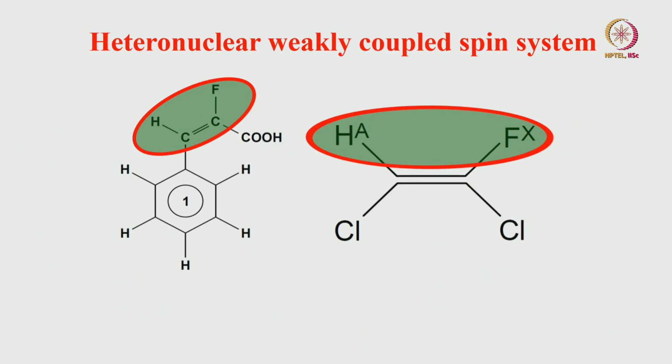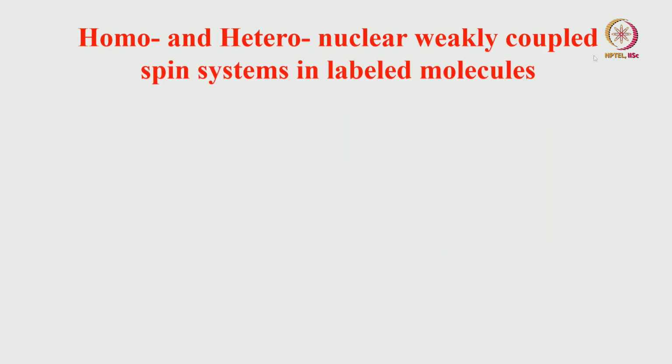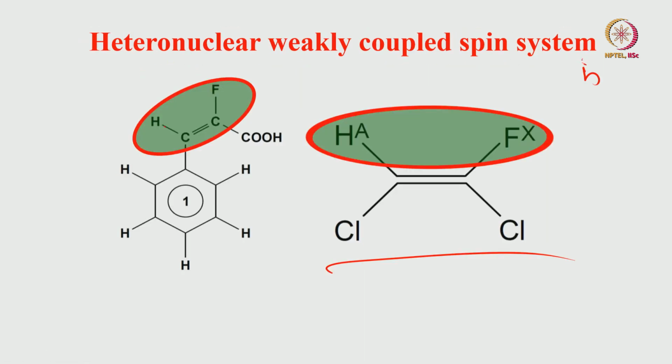Take an example of a molecule like this. This is heteronuclear coupling, fluorine and proton in these two systems. The question is, are they weakly coupled? Are they strongly coupled? Remember, you are looking at heteronuclei, fluorine and proton. If I take a 500 megahertz spectrometer, proton comes at 500 megahertz. Where does fluorine come? Fluorine will resonate at, let us say, 470 megahertz. What is the difference between them? 30 megahertz.